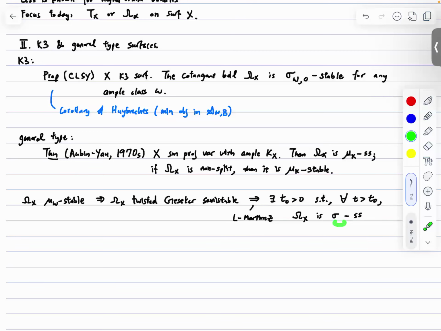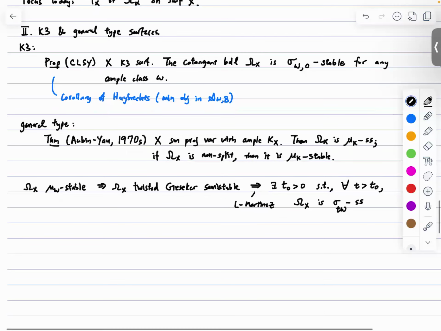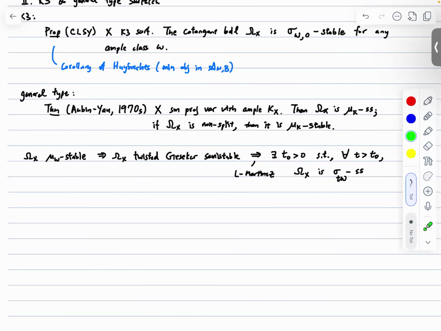If you choose the ample class to be T times omega, where the omega here comes from the omega you use in determining the slope stability of the cotangent bundle. So let me draw a picture to visualize this. This is saying if you already know the cotangent bundle is slope stable for some ample class omega, then you can think about this one parameter family of Bridgeland stability conditions. So you can visualize it as a ray. So we have this one parameter family of Bridgeland stability.